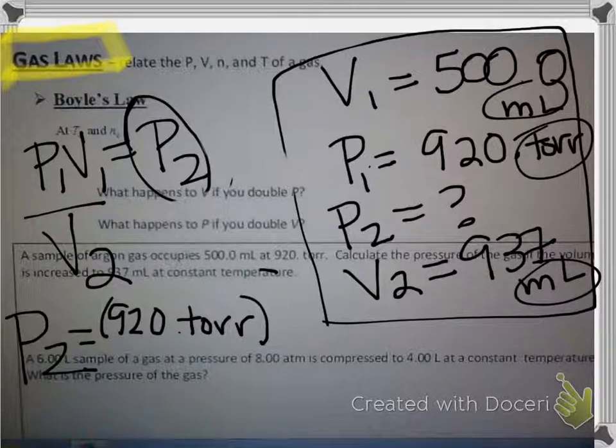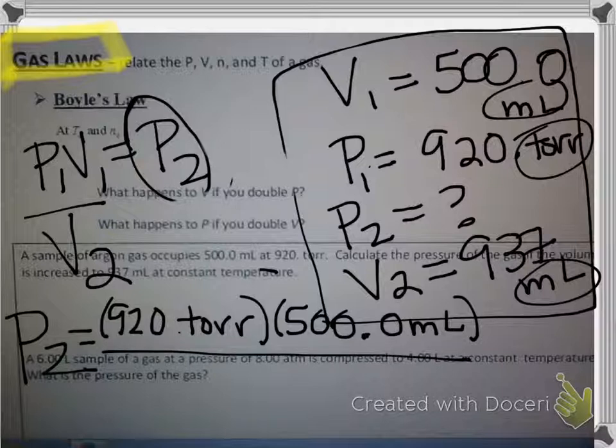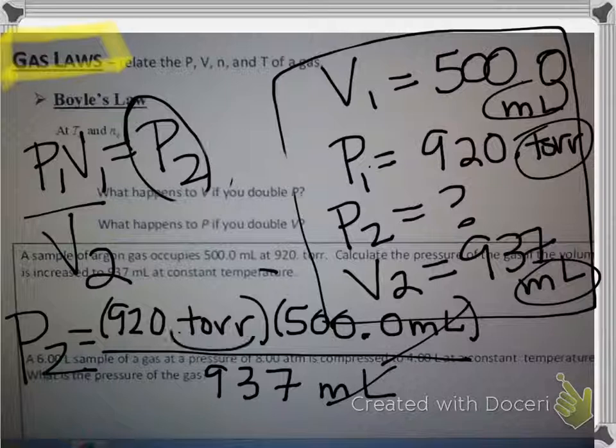Now what's my V1? My volume was 500 milliliters. And I'm going to divide that by V2. Okay, so my second volume was 937 milliliters. All right, now, before I go and pick up my calculator, I'm going to do a unit analysis. I've got a milliliter on top, a milliliter on bottom. What units am I left with? I'm left with torr. That's going to be the units for my second pressure.